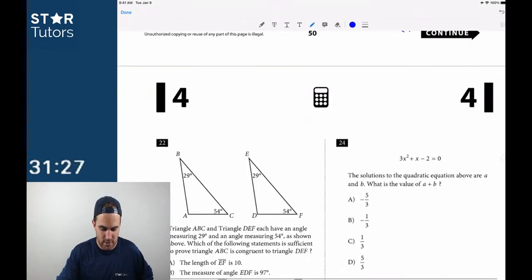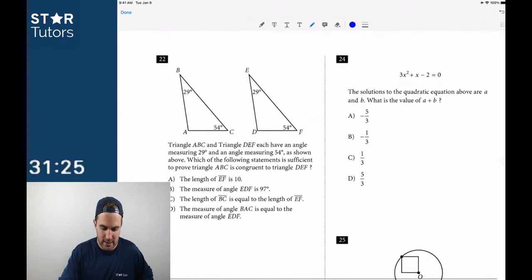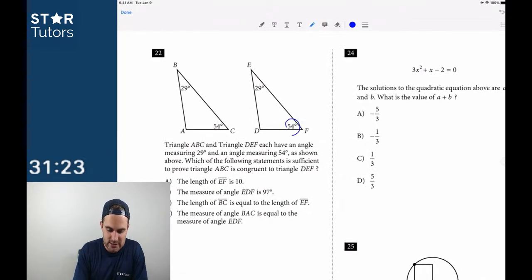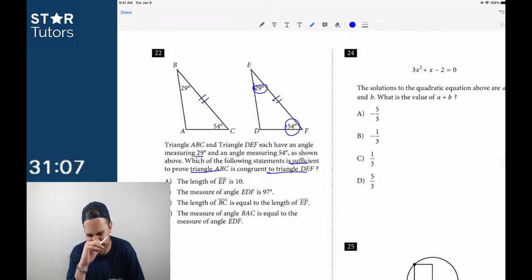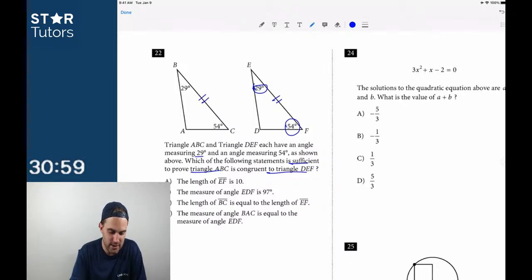Okay, right away, guys, if you see triangles that look similar, with the same angle measures, they should be similar triangles. Each has an angle measuring as shown below. Which of the following statements is sufficient to prove triangle ABC is congruent to triangle DEF? This is one of those angle-side-angle problems. If you go back to geometry proofs, I'm sure not many of you want to go back to that, but we have to prove that EF is equal to BC. The length of BC is equal to the length of EF.